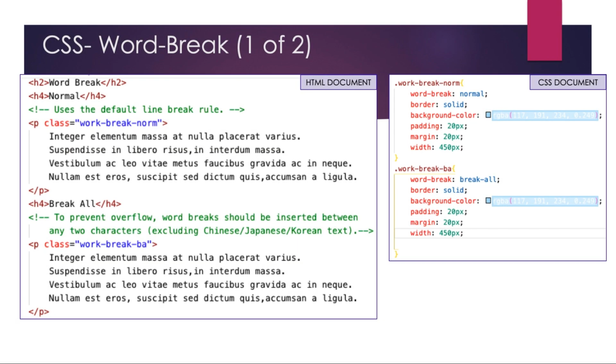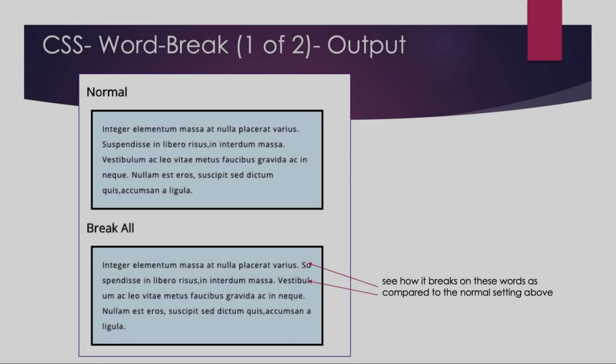And now we're on to word break. So first we have the normal variety. It uses the default line break rules. Then we have the break all, and this is to prevent overflow. Word break should be inserted between any two characters. This is excluding Chinese, Japanese, and Korean text. And our output example: normal on the top, break all on the bottom.